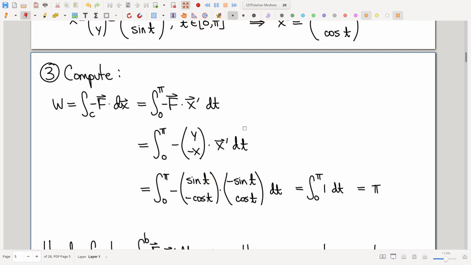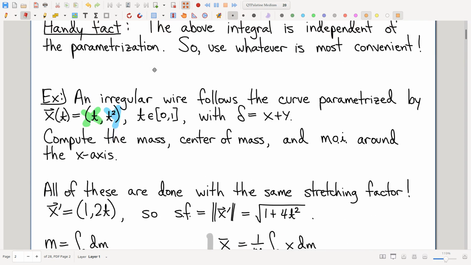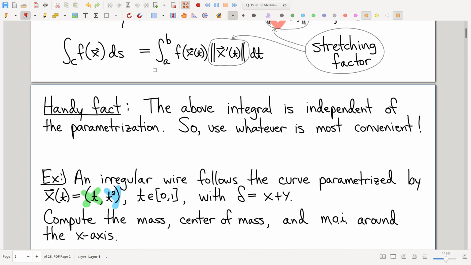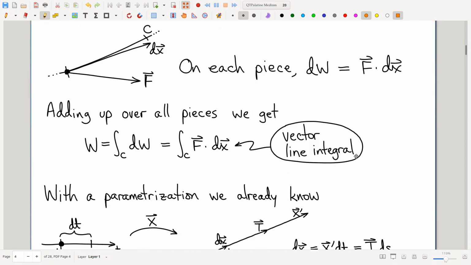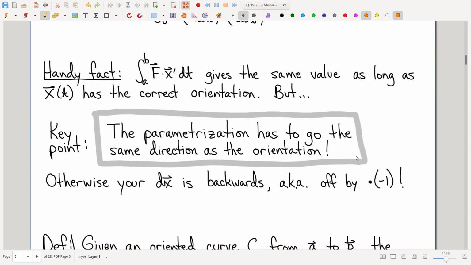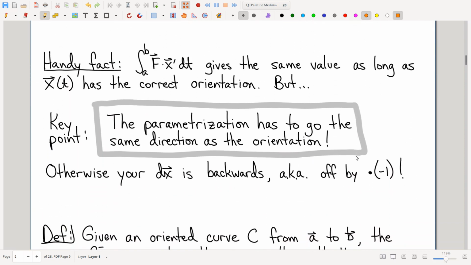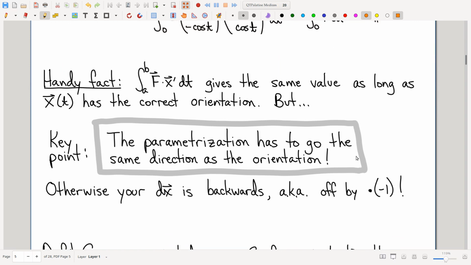Okay, so when we were first looking at scalar line integrals, the computation of the integral was independent of the parameterization. So knock yourself out, do whatever's most convenient. Doesn't matter, go crazy. You would hope that would be the case here, and it's not. And we've already seen why, because the direction matters. Right? You have to parameterize the direction that your oriented curve is going.